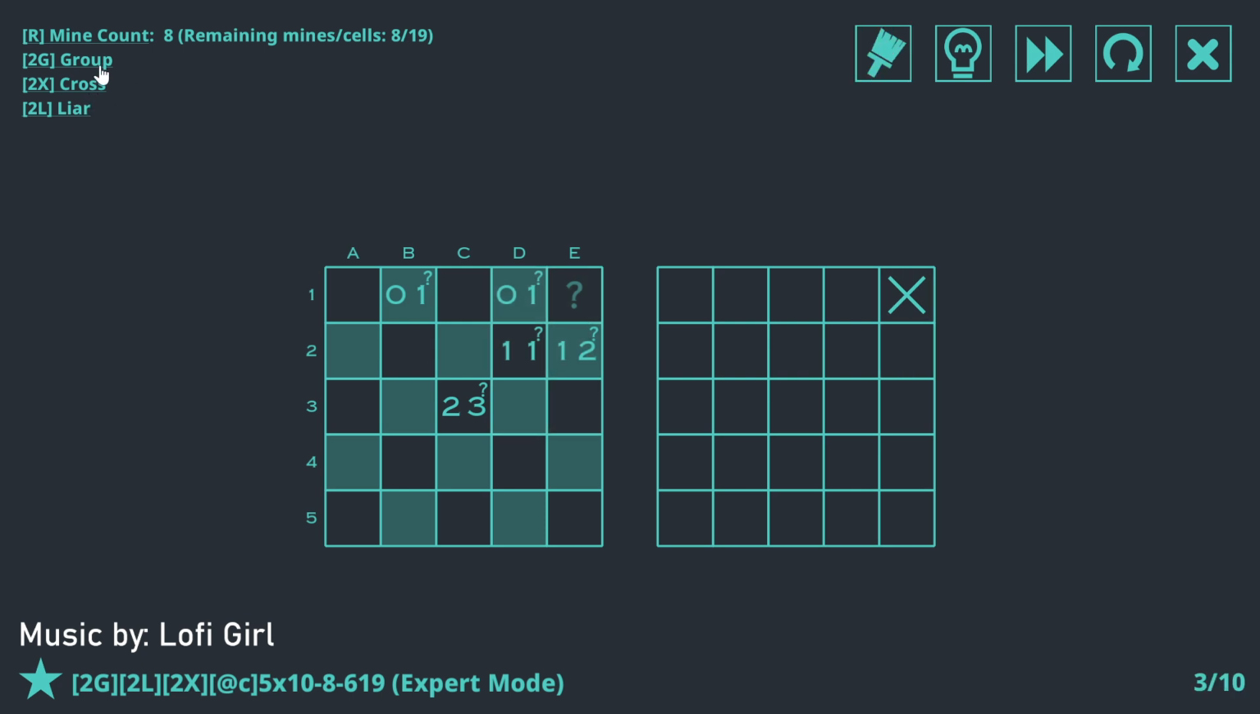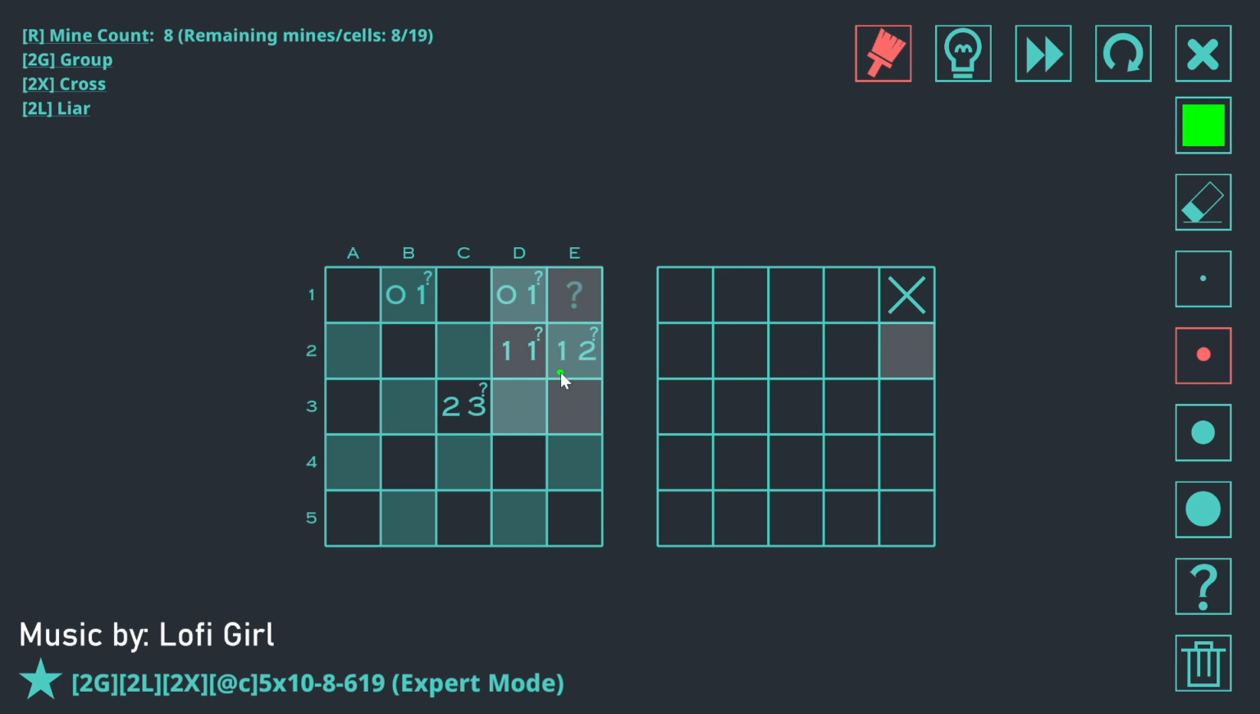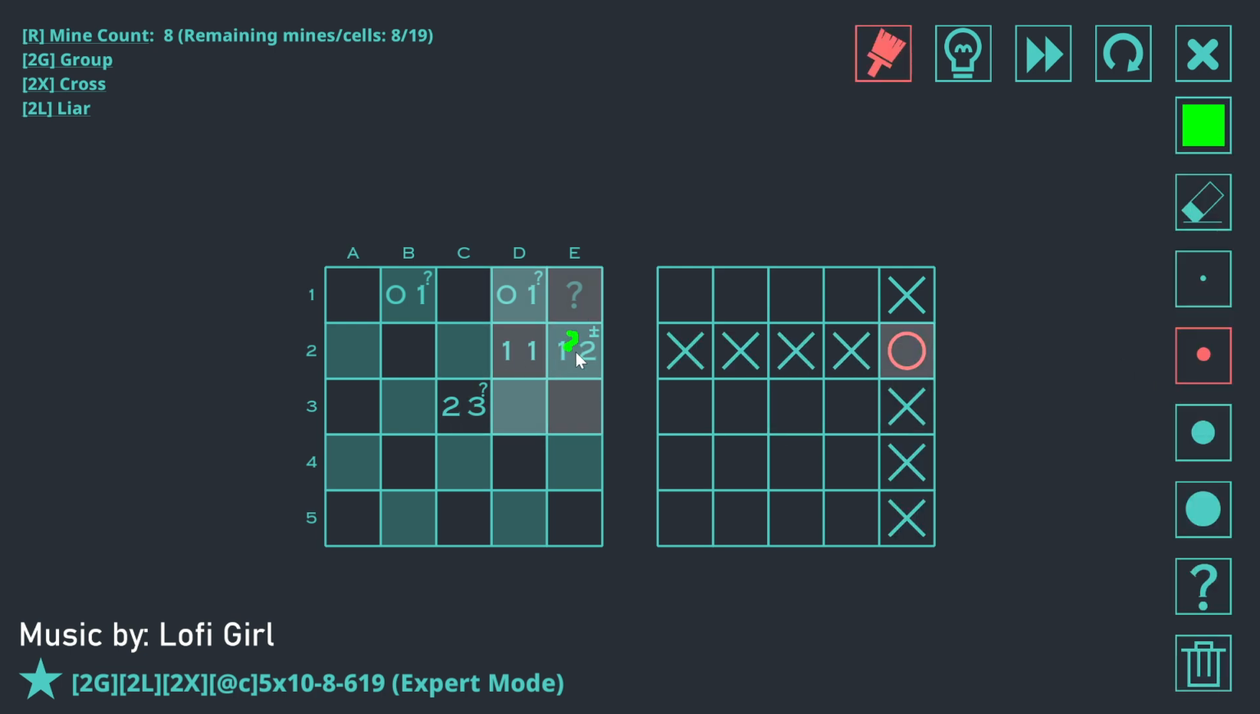And I guess a good trick that we should know for cross is that rather than seeing numbers for what they actually are, you can also see numbers as their sums. This 1, 2 sums to a 3, meaning there must be 3 mines around it, which we know clearly is not possible here, so that's a lie. This 1, 2, therefore, instead of a 3, is actually just a 2, meaning it's either a 0, 2 or a 1, 1.